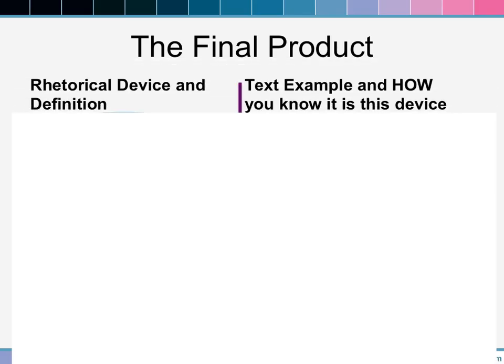The question then becomes, what is my final product supposed to look like? So you're going to create what's called a double entry journal. Basically, you're going to fold your page in half, and you're going to have 2 areas on the page. On the left-hand side, you want to identify the rhetorical device and give the definition. On the right-hand side, you're going to give the text example and how you know it is this device.